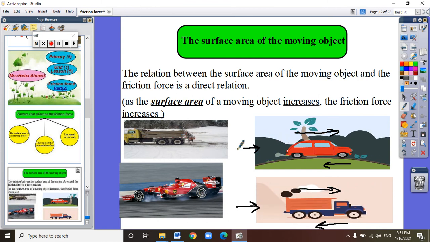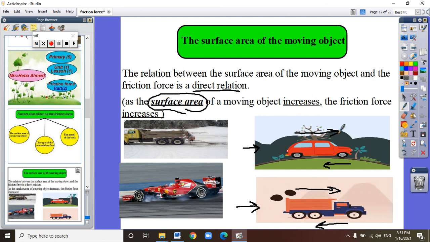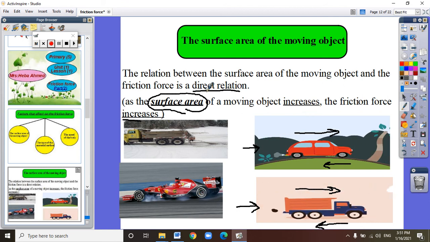So from this example, we must know that the relation between the surface area of the moving object and the friction force is a direct relation. What is the meaning of direct relation? That means that when the surface area is increasing, the friction force will increase also. So when the two quantities are increasing together, there is a direct relation.